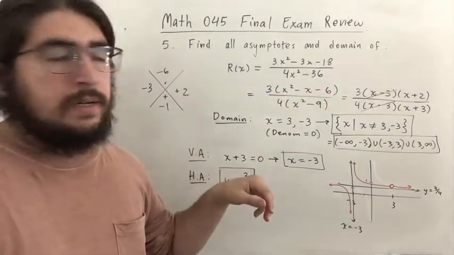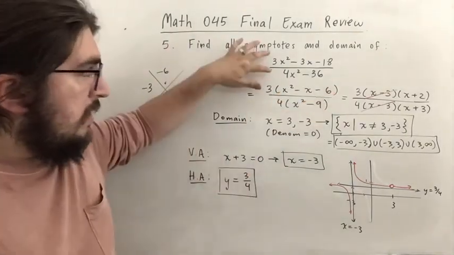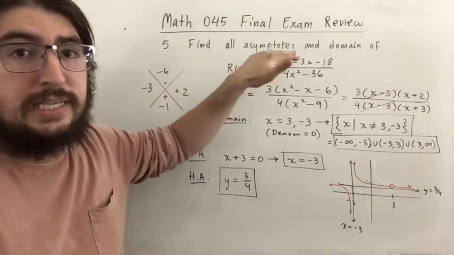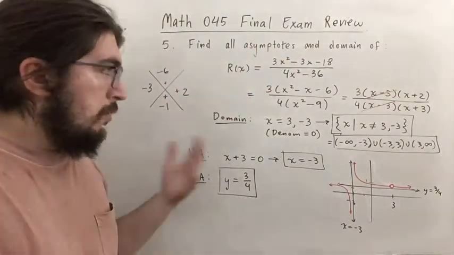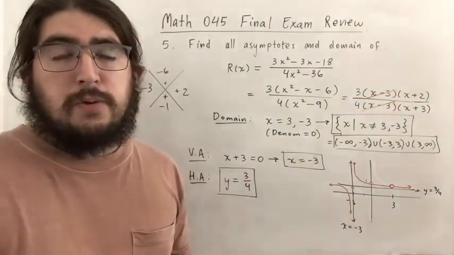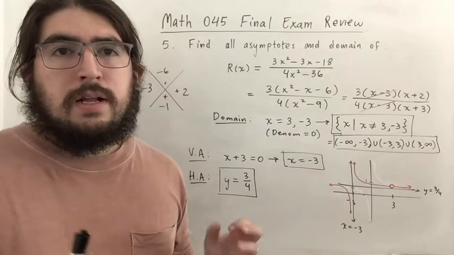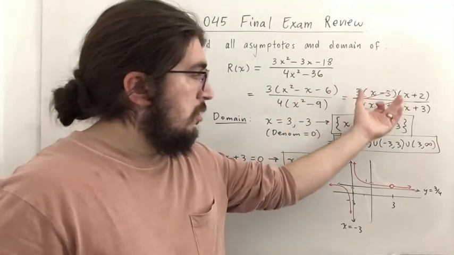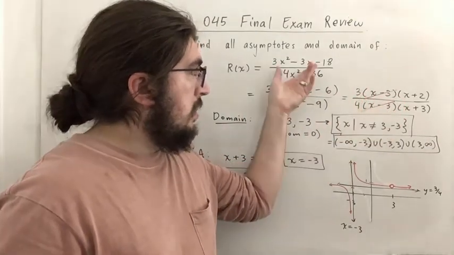So if you were to graph this without canceling, just as is, as opposed to this after cancellation, 3 times x plus 2 over 4 times x plus 3, the graphs will look identical. The real difference is that this includes 3, and this doesn't include 3.